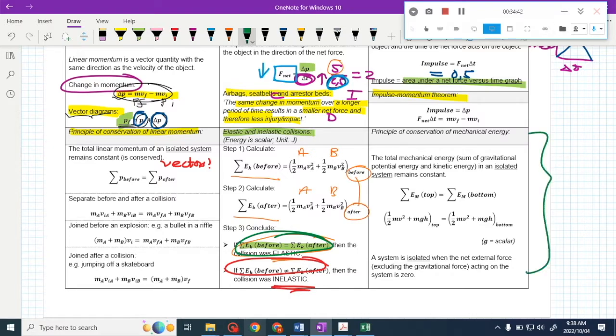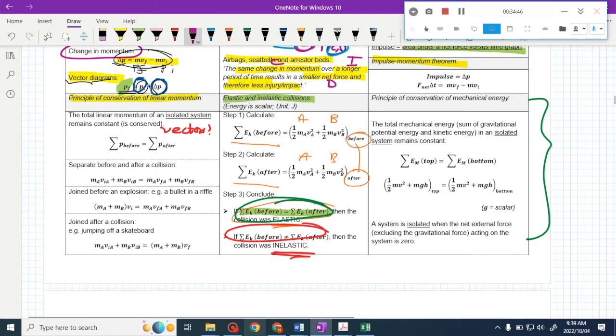And this formula over here we will come to in a moment. Isolated system. An isolated system is a system on which the net external force is 0. In other words, there are two objects that are going to collide. What forces are we interested in? The forces they exert on each other.